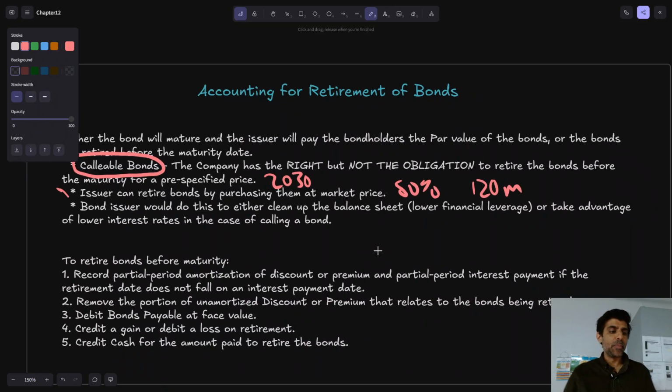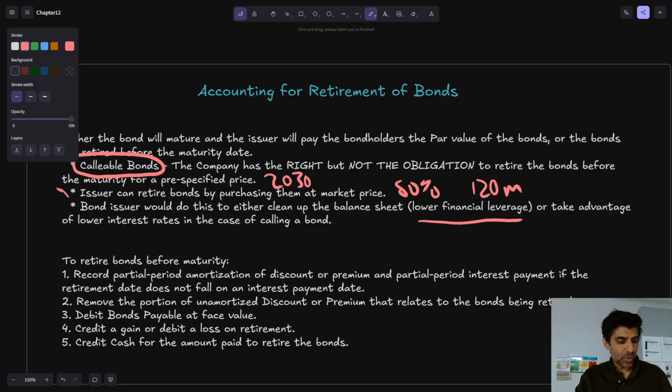The reason why an issuer would want to retire a bond early is either to clean up their balance sheet, meaning they lower how much liabilities they have, or they want to refinance. Maybe they have a bond that has a really high coupon, and they want to lower that cash outflow by reissuing bonds. So there's various cases where a bond issuer may want to retire the bonds early.